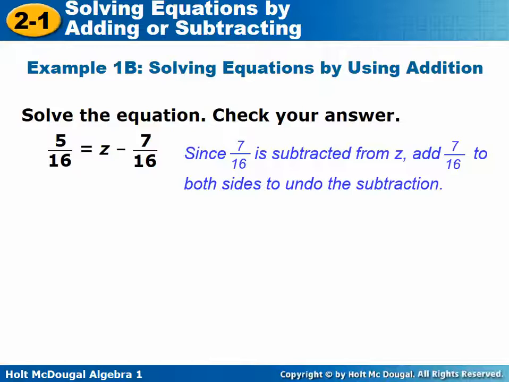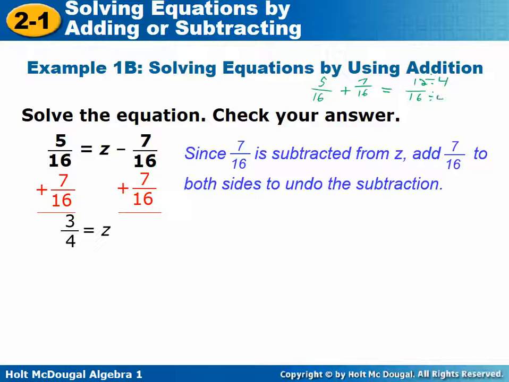So the variable is z. What's happening to z? z has 7/16 being subtracted from it. So the opposite of subtracting 7/16 is to add 7/16. Now 5/16 plus 7/16, the rule for fractions is you keep the denominator the same and you just add the numerators. So that's really quite easy. I wouldn't mark it wrong if you left your answer as 12/16, but this can be simplified because you could divide top and bottom by the same number, by 4, and get 3/4 for a simpler fraction.